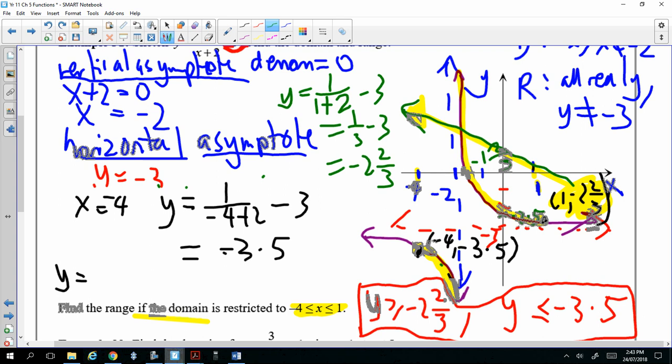When x is 1, we have to restrict from 1 to negative 4.